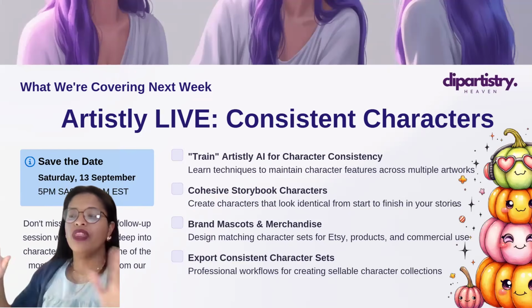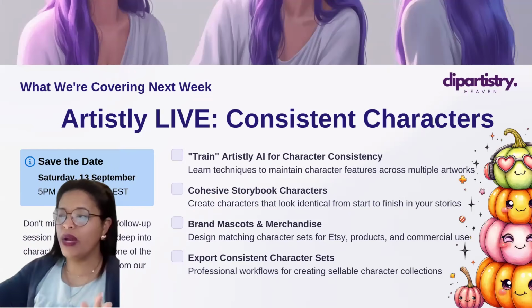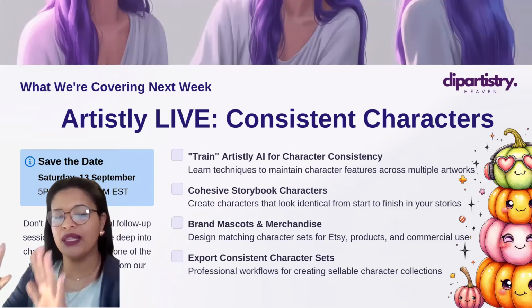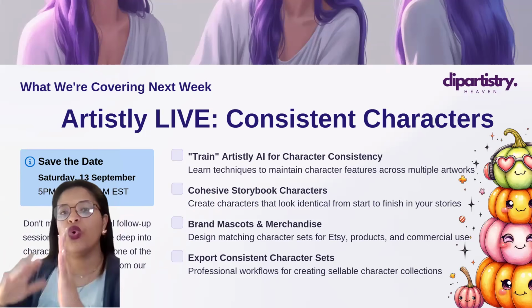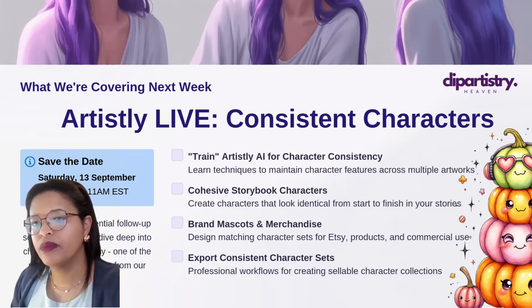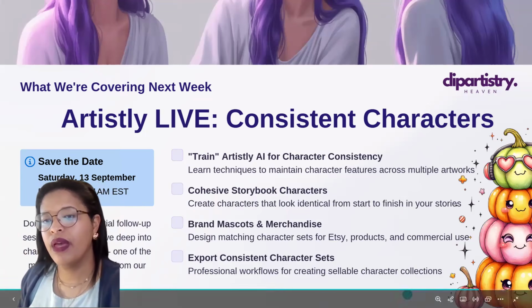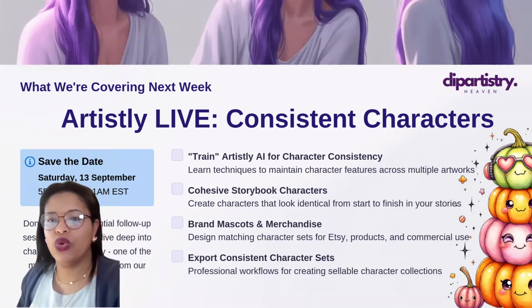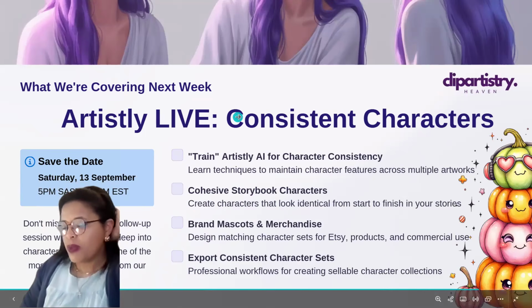So we're going to look at consistent characters. The reason I've chosen it is because everybody voted in the Facebook group, and these are the topics that came up. I just took it in the order of highest votes to the least amount of votes. There is an oil impasto art illustrator, Leslie, in Artistly. So that's next week, same time.